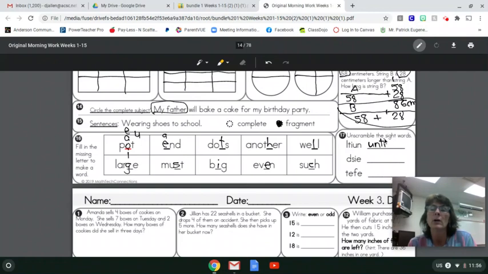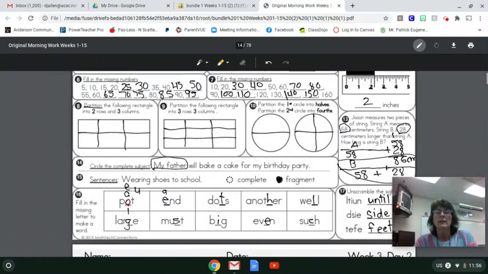It won't be long until we figure that out. And then we have side. And feet. Just easy little words that we're working on spelling and recognizing as we read. And that is the end of our morning work.